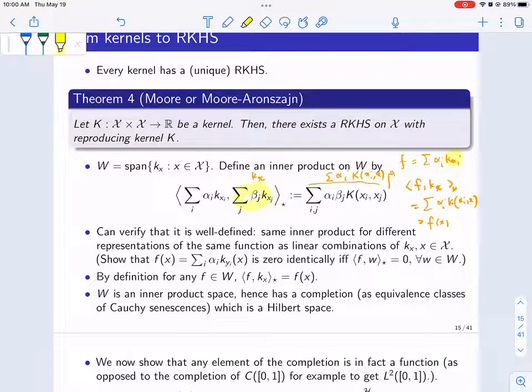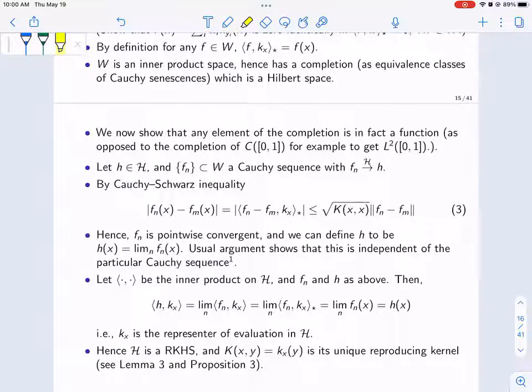There is an abstract completion. I can take equivalence classes of Cauchy sequences as members of this abstract space, and then I would make it into a Hilbert space. The issue is that these equivalence classes are not necessarily functions, but we want to argue that we can pick unique representers from each equivalence class. So we're actually dealing with an RKHS of functions, and the reproducing property extends. There are different ways of doing it, but this is one way. We show that every element of the completion is in fact a function. This is as opposed to, for example, the completion of C[0,1] with the L2 norm, where you get L2[0,1], and the members are really equivalence classes.